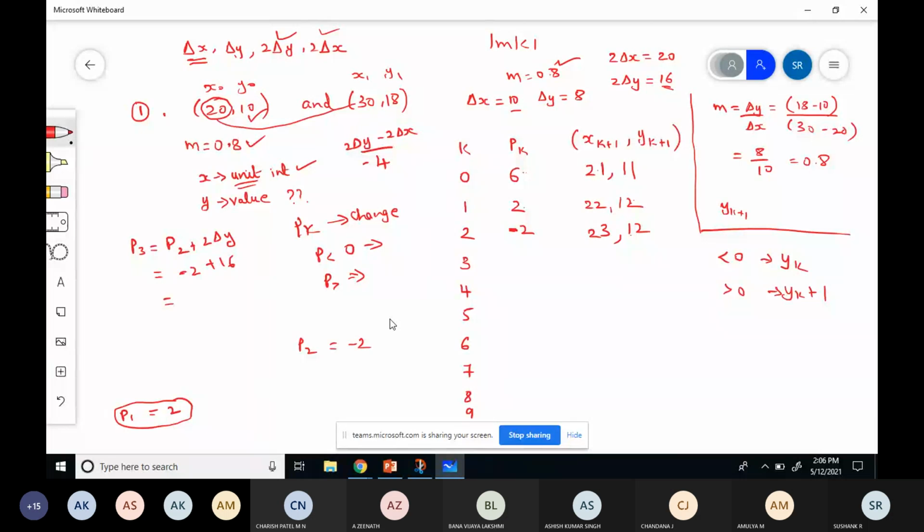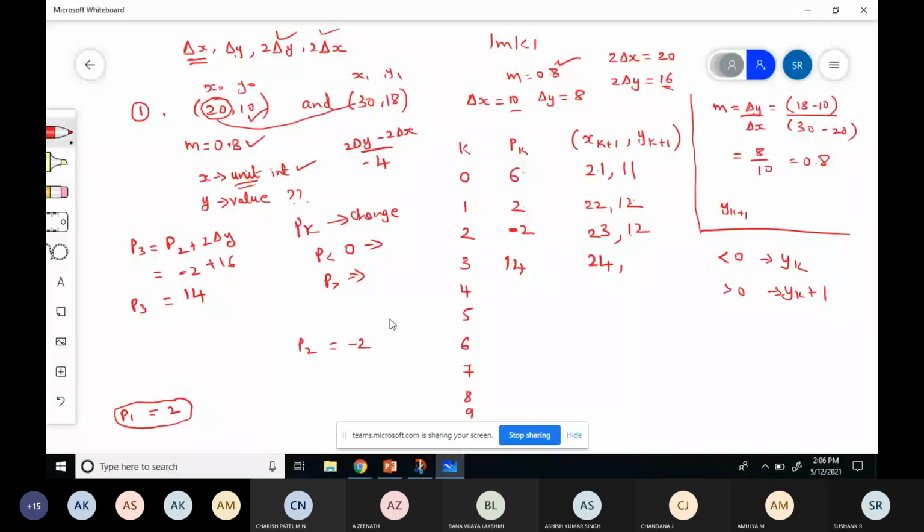The value of p3. Now p3 will be minus 2 plus 16, 14. So now I'll keep it as 14. After this, the formula will remain the same. When it is 23, 24, this value is greater than 0. So greater than 0 means add 1 to the previous value. So 13. After this, again I will calculate.